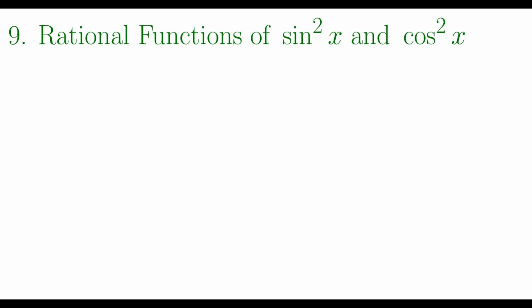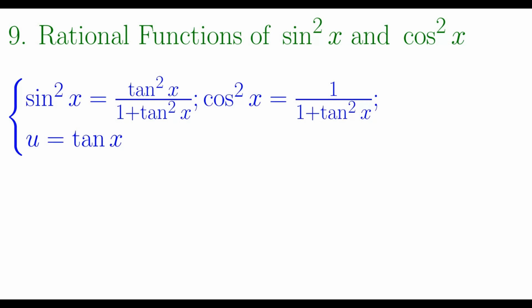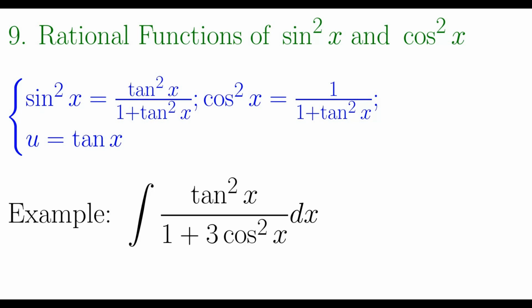Rational functions of sine squared and cosine squared. To integrate these, we write down sine squared as tan squared over 1 plus tan squared, and cosine squared as 1 over 1 plus tan squared. And then we do a u substitution for tangent of x. And here's an example, tan squared over 1 plus 3 cosine squared of x. So we write down cosine squared as 1 over 1 plus tan squared, and now everything is in terms of tangent. Then you use u equals tangent of x, and everything becomes in terms of u. You get a rational function of u.